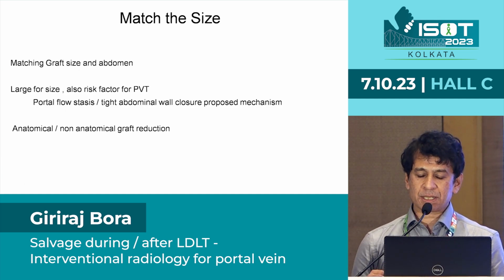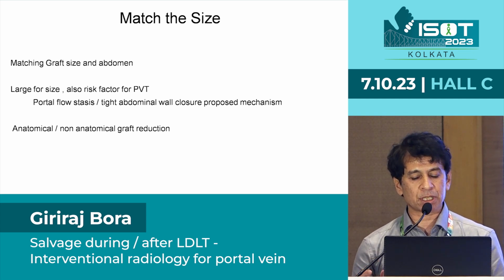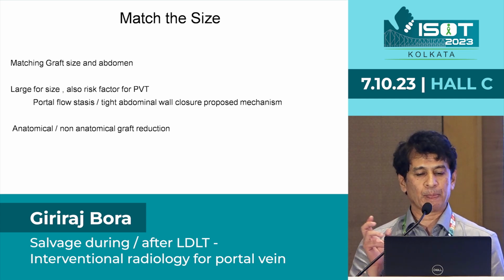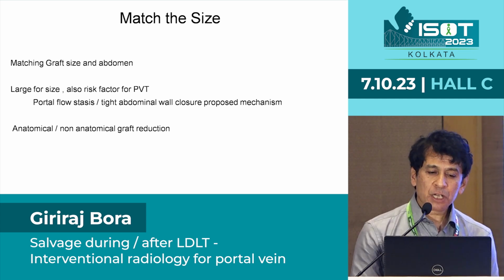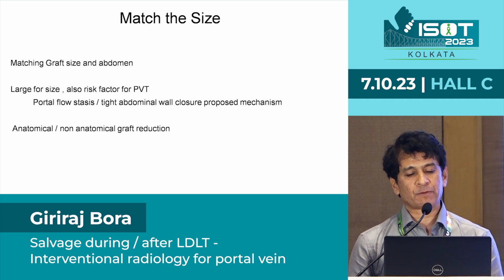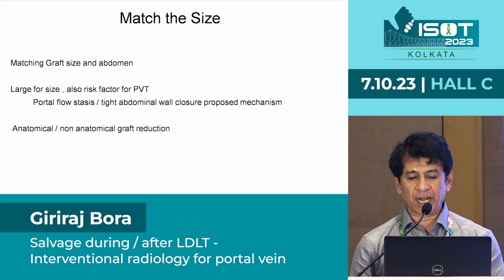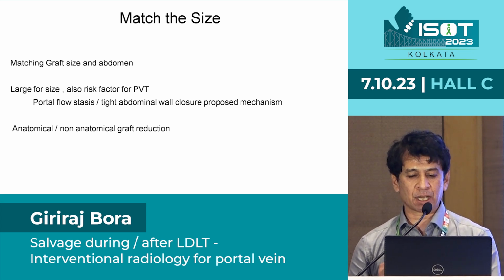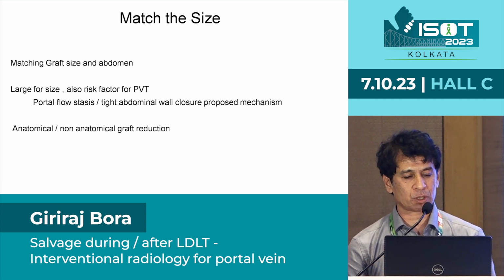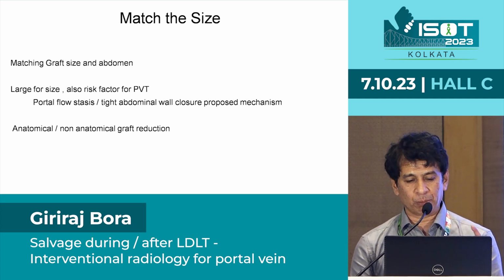Now talking about the last step, which can be taken to minimize the chances of portal venous thrombosis, is to have a size match between the patient's body and the graft. So a large-for-size graft is also a risk factor for PVT, and the proposed mechanism has been portal flow stasis and a tight abdominal wall closure, which will jeopardize both the inflow as well as the outflow across the graft. So the reduction of graft size can be done by anatomical or non-anatomical means.